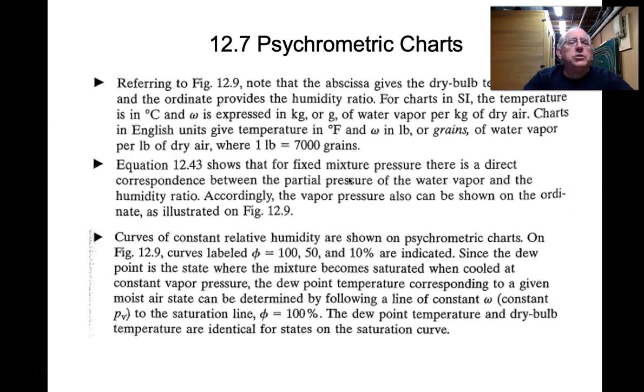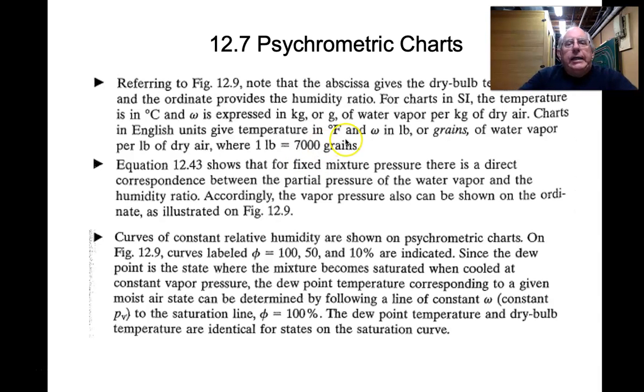What follows here are some bullet points from the textbook talking about the psych chart. And I've already mentioned many of these. One of the things that this first bullet says is that sometimes the humidity ratio, which can be in any unit system because it is a ratio, sometimes it's actually given in terms of grains of moisture.